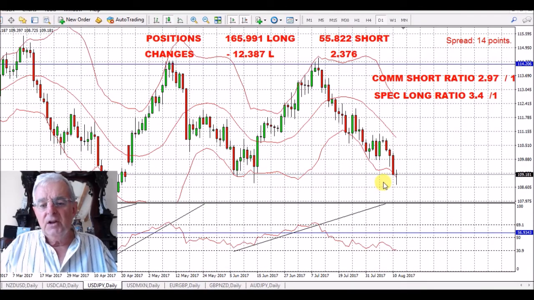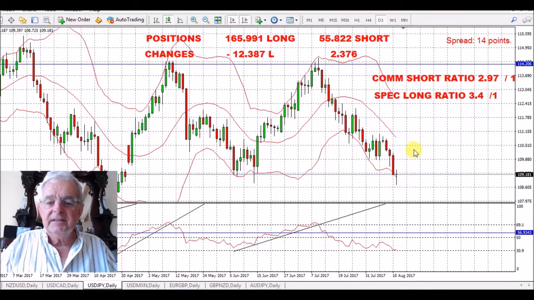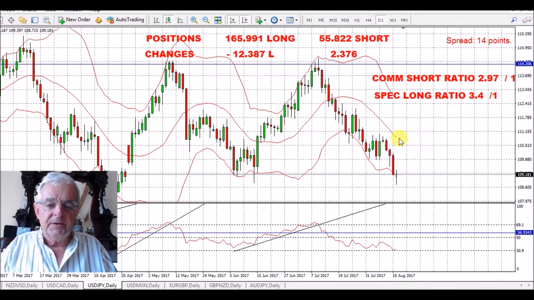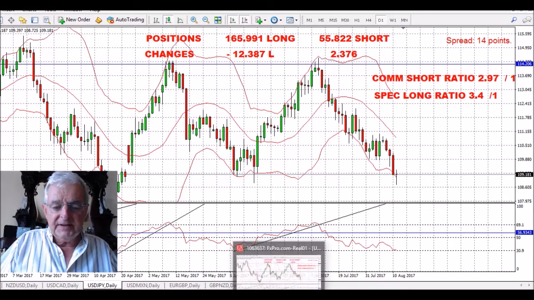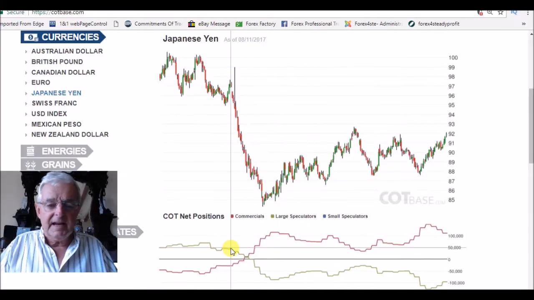USD Japanese yen, we might just expect a little bit of retracement, maybe back up to sort of this level, the mid Bollinger Band, before proceeding down short. So we'll see what happens there, but that could quite easily happen.